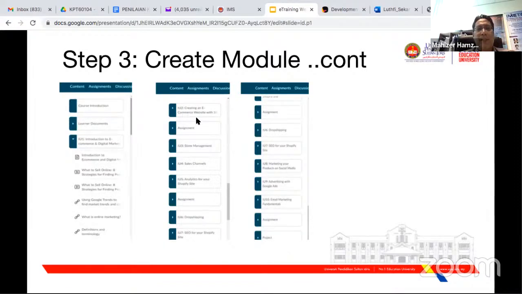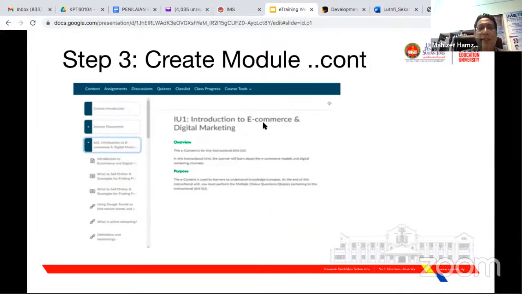For example, you have the Unit 1 and Unit 2. Same goes, they have the assignment here, and then the project. Okay, link to the project. Okay, this is what they have in one unit in the module. Based on the main module on e-commerce, they have Unit 1 introduction to e-commerce and digital marketing. And then they have the overview of the unit and also the proposed. Besides that, they also have the learning outcome for this unit.